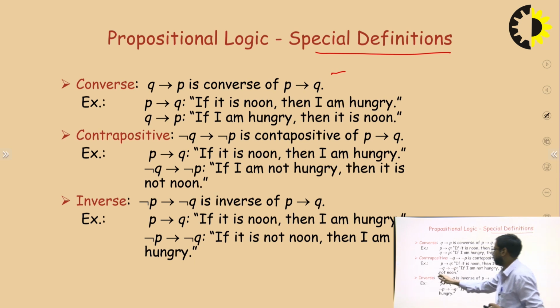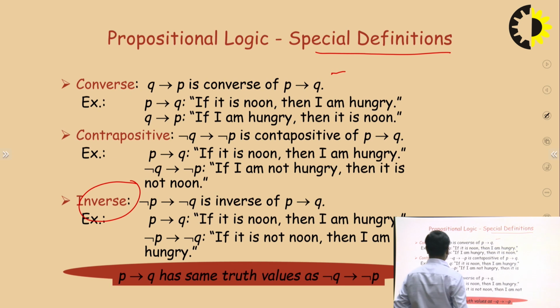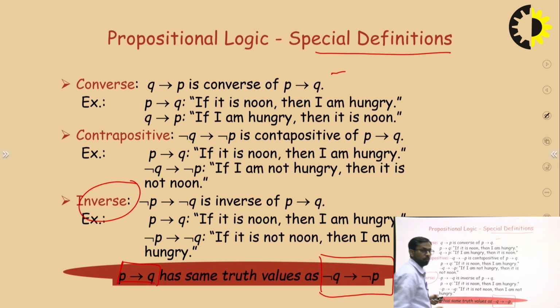For the inverse case, P tends to negation of Q is the inverse of P tends to Q. The conclusion of this slide is that P tends to Q has the same truth value as negation of Q tends to negation of P.